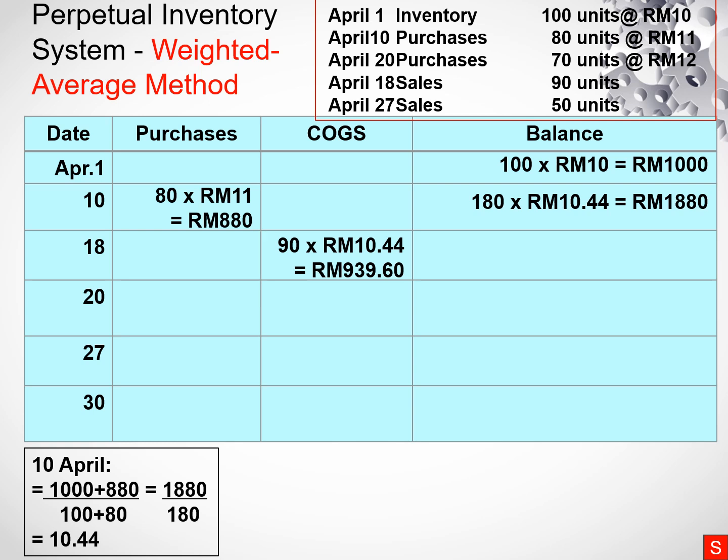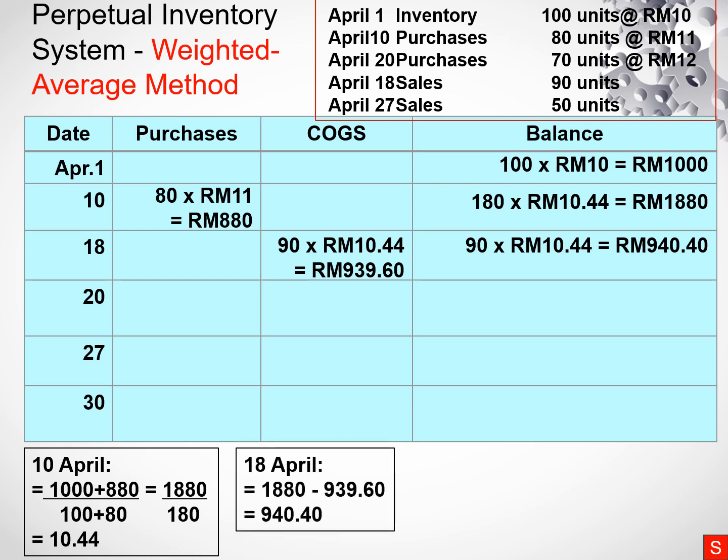So the balance now is 180 units minus 90 equals 90 units, and the cost is 1880 minus 939 and 60. So the cost equals to 940 and 40 cents. The calculation is as follows. On 18 April, the cost left equals to 1880 minus 939 and 60 equals to 940 and 40 cents.